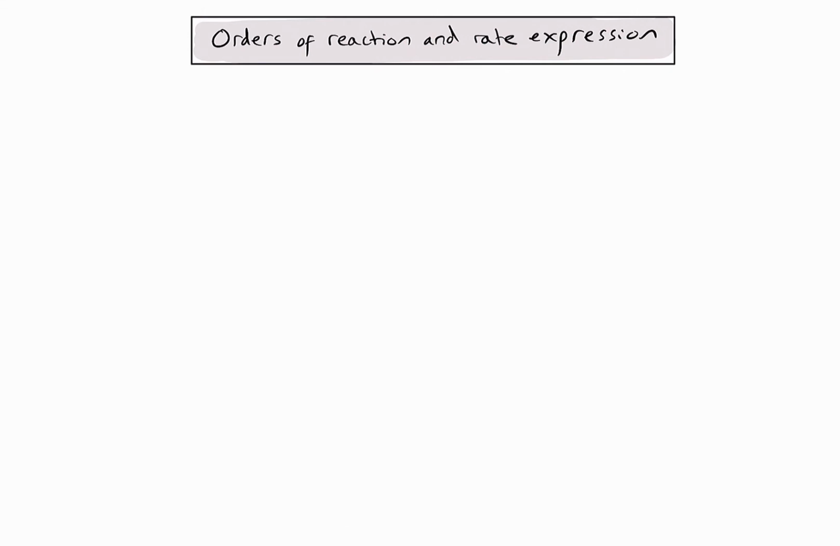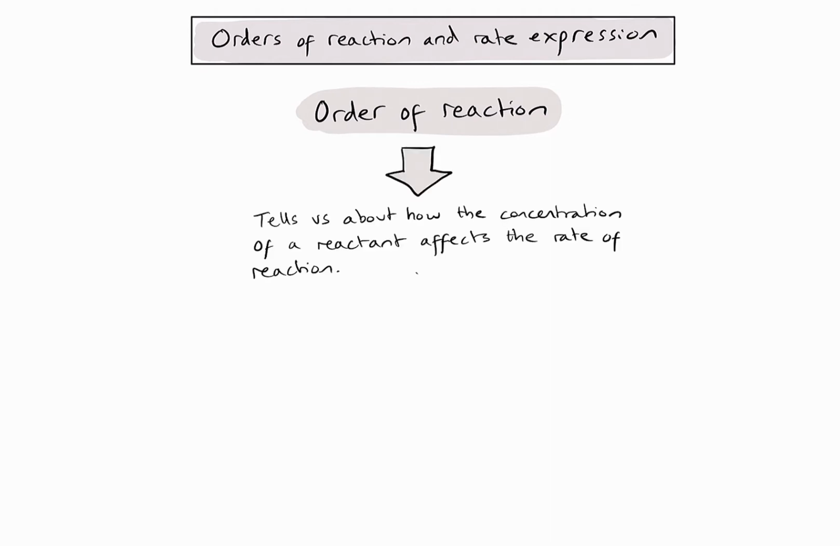This video will outline orders of reaction and how we use orders of reaction to write a rate expression. So let's start with orders of reaction. These tell us about how the concentration of a reactant affects the rate of reaction. And the only way we can determine the orders of reaction is experimentally.